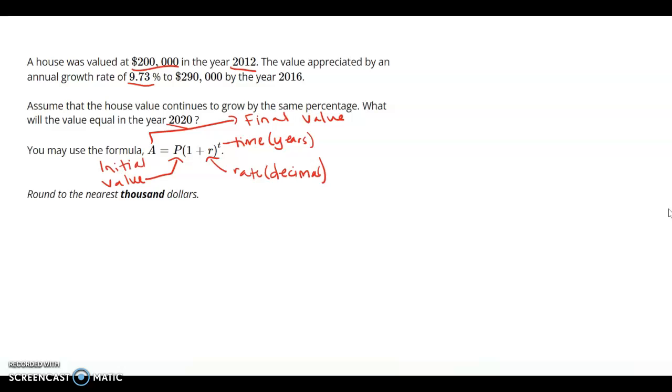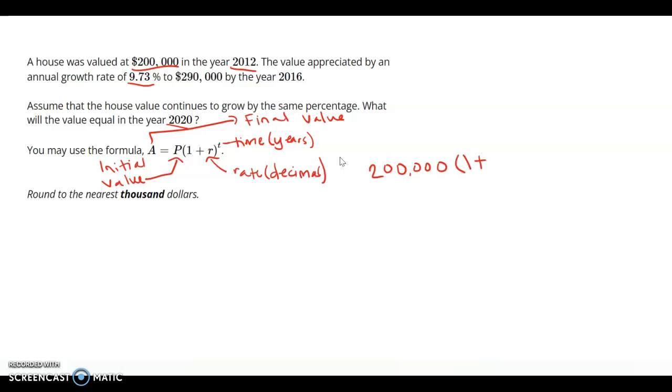Okay, so it's really important to know what each of these stand for. I think R and T are a little more self-explanatory, but knowing that P is the initial value and A is our final value really helps, so that we know where to put each number and what we're looking for. So our initial value here, our starting value, is that $200,000, right? That's the value the house started at.